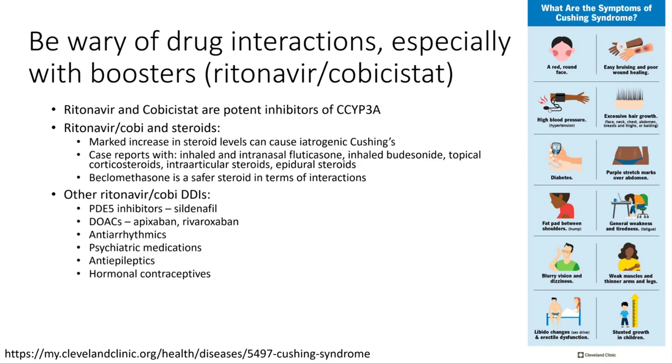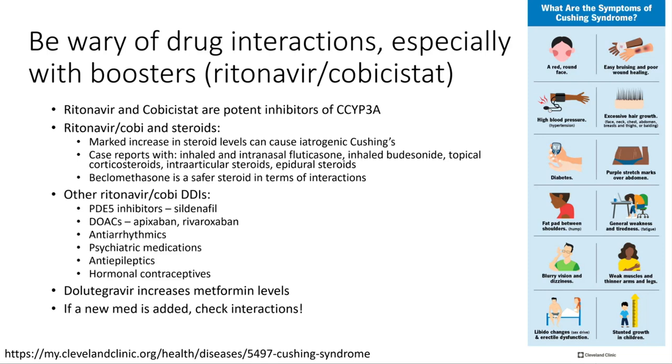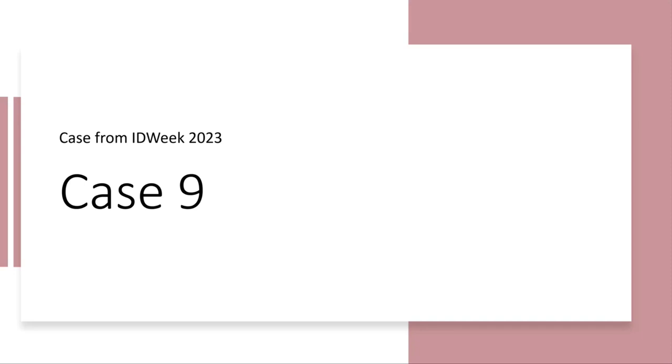Other common interactions with our boosters are PDE5 inhibitors, so sildenafil. Make sure you give people lower doses if they're on a booster. DOACs, a bunch of other meds. These boosters are really problematic for interactions, though. And one random interaction is that dolutegravir can increase metformin levels, so you shouldn't give them more than a gram a day. But mostly, if a new med is added and you are not super familiar with it, check interactions. I check it while you guys are precepting with me sometimes if it's something I don't routinely use, because I by no means memorize interactions.